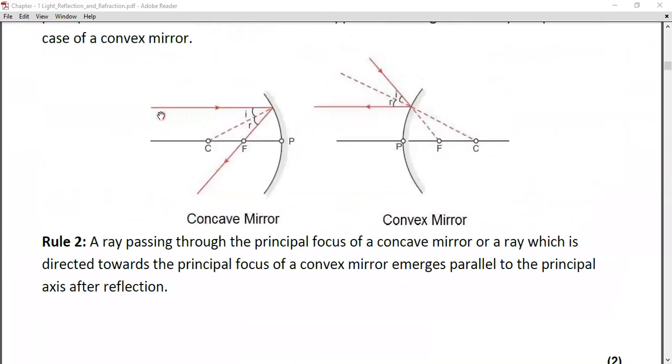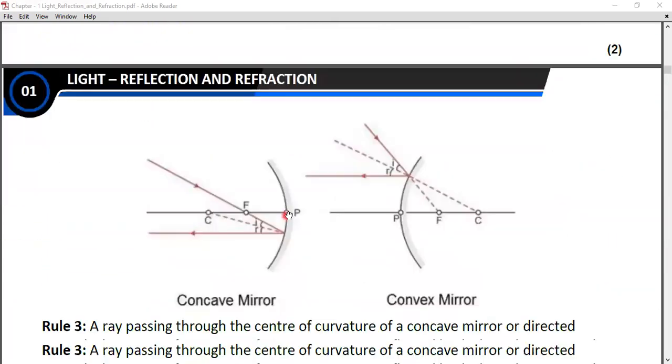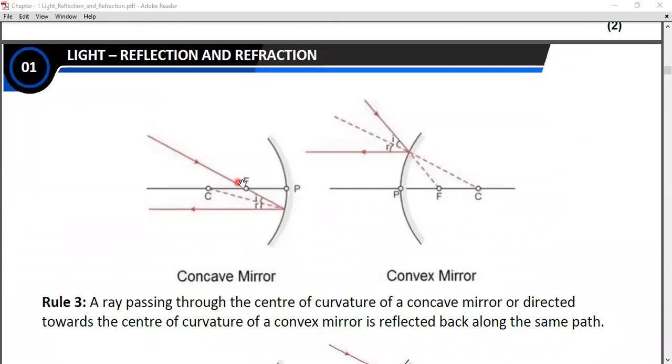Whereas in the previous situation, the incident light is passing parallel to the principal axis and after reflection passing through the focus. See, but in the second case, guys, the light ray is passing through the focus and after reflection, it becomes parallel to the principal axis, quite reverse. The same thing for the convex mirror, students. See, exactly here it is given. The incident light is passing toward the principal focus. Here you need to change the ray a little like this.